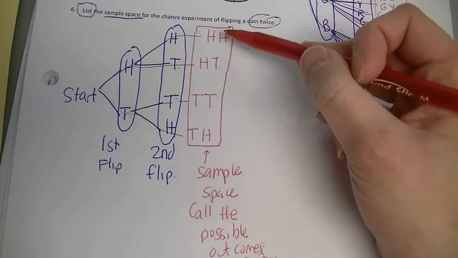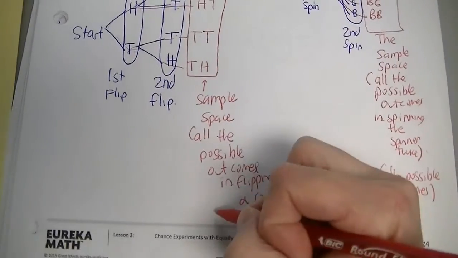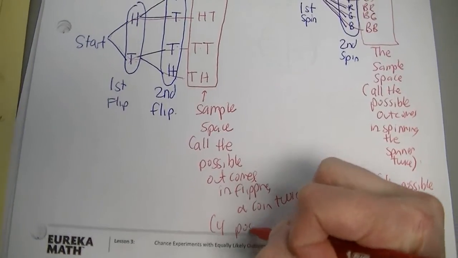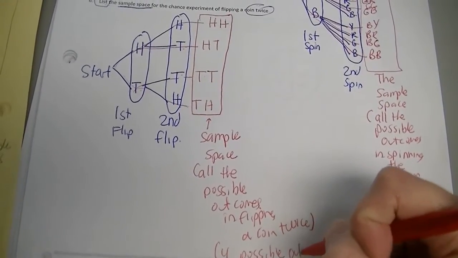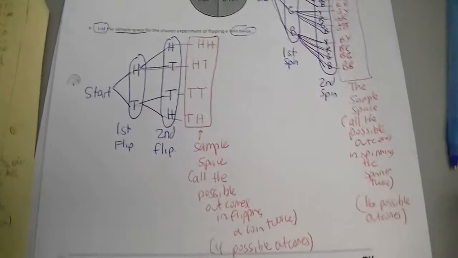Okay, and how many possible outcomes? There are 1, 2, 3, 4. 4 possible outcomes. Those are the 4 things that could happen. Okay.